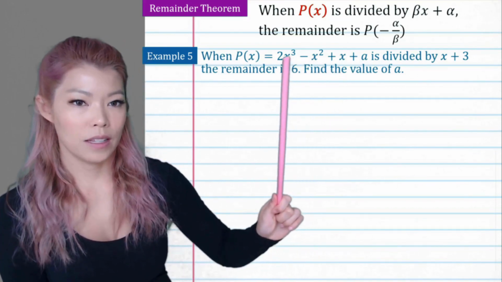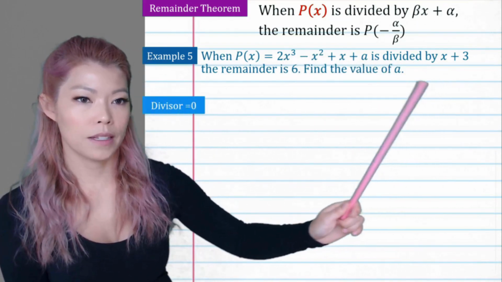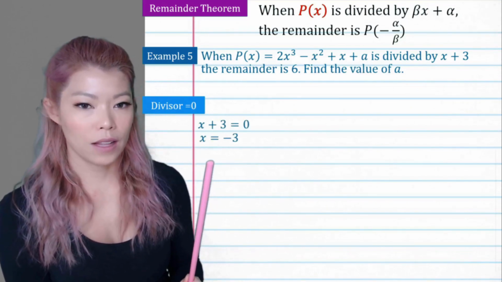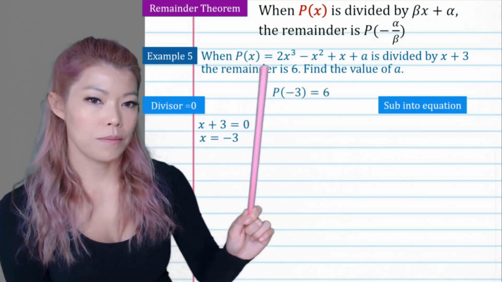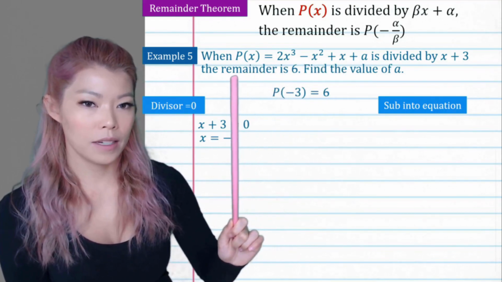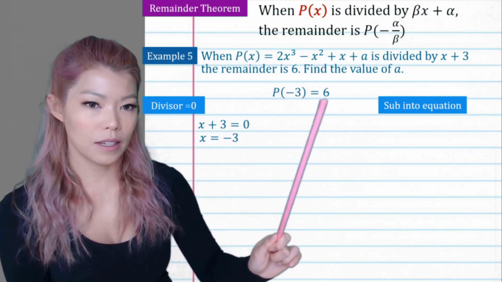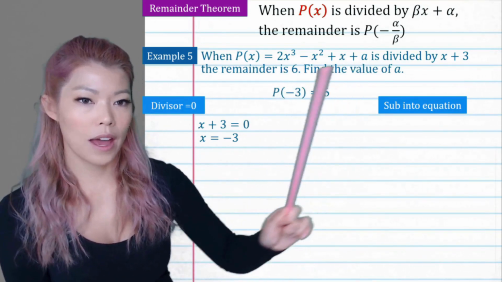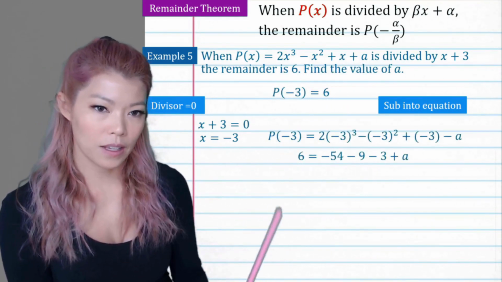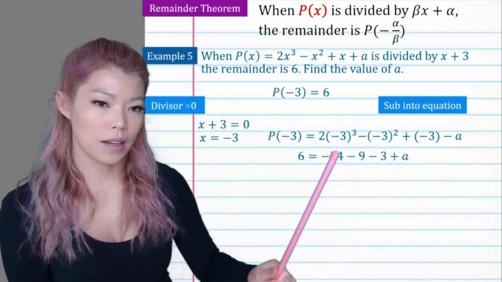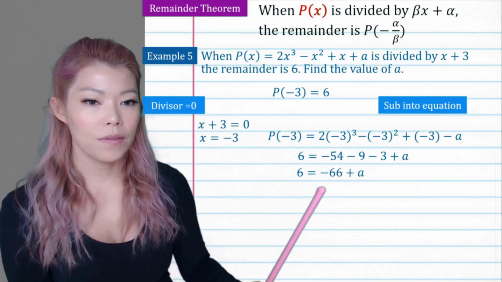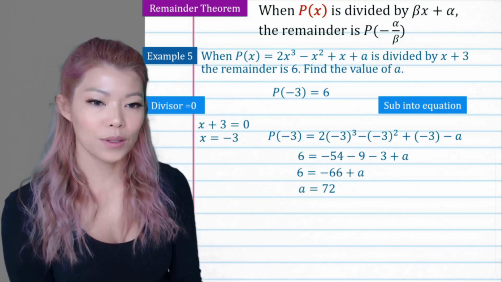So now we can see that that is divided by x plus 3, or in other words, the value we're going to plug into our polynomial is minus 3. So when we sub in minus 3, we should get the remainder, and it's stated that the remainder is 6. So 6 is equal to all of that with x as minus 3. So when we simplify that, we obtain a equals 72.